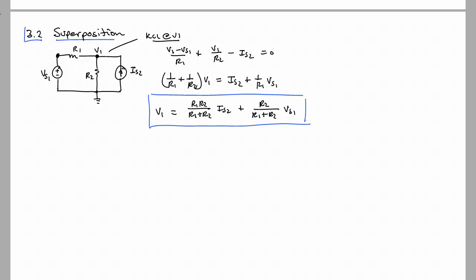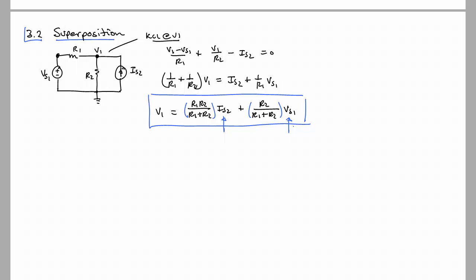Now notice the format of the response. There are two sources in this system, and there are two components to the response. The response, in this case being the voltage at V1, has a component of its voltage due to the source IS2 and part of its response due to the source VS1.